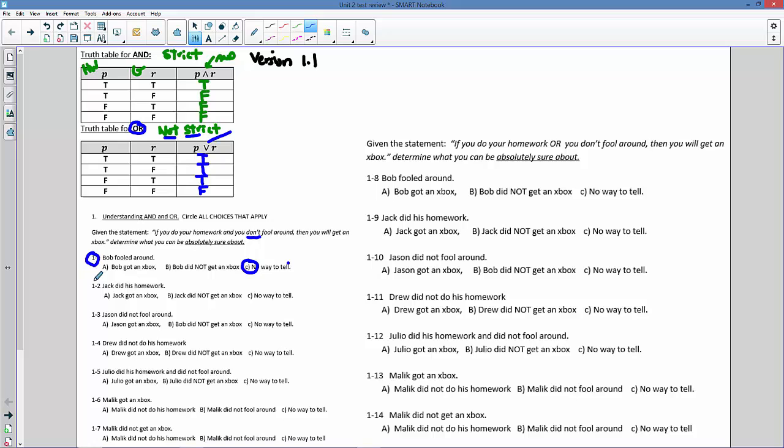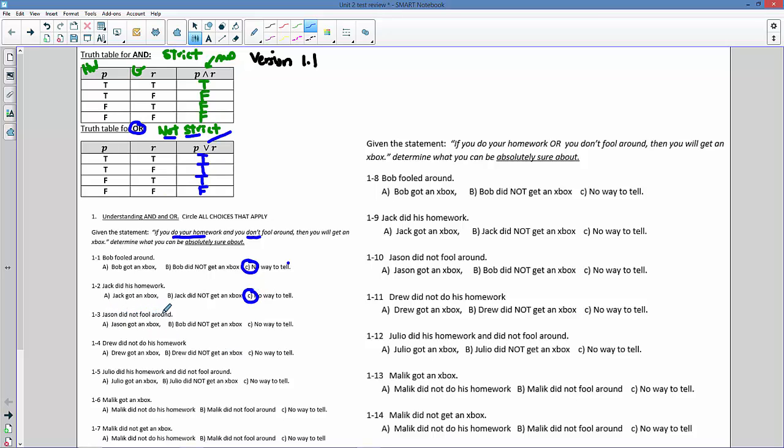Okay, 1-2. Jack did his homework. So we know that Jack did his homework, but we have no idea if he fooled around or not. So do we know he's going to get an Xbox? We don't know. And we don't know he didn't get an Xbox, right? He might have gotten an Xbox. We only have a little bit of information, so there's no way to tell.